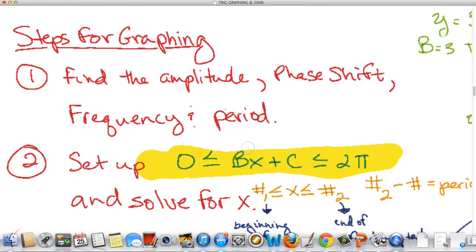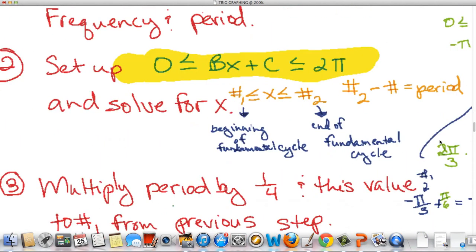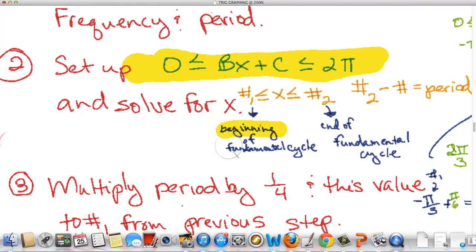If we add a transformation of bx plus c to it, then the beginning point and the end point are no longer going to be 0 and 2 pi. So you solve for x to get what those two endpoints are. The first one will be the beginning of the fundamental cycle, and the second one will be the end of the fundamental cycle. And when you take the difference between number 2 and number 1 right there, it should equal the period.